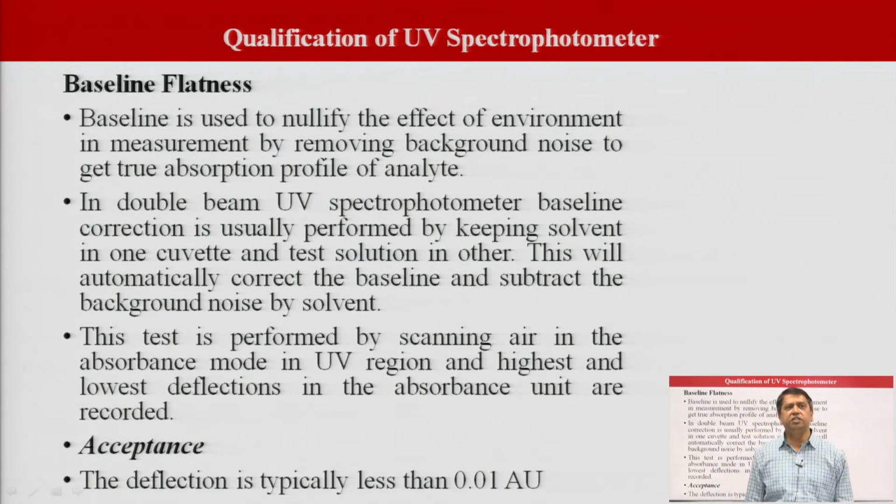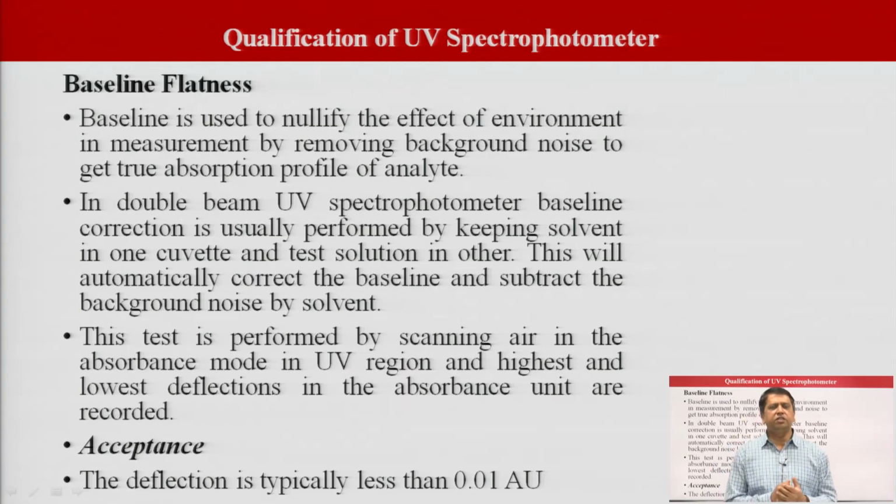The next test is the baseline flatness. The baseline is used to nullify the effect of environment in measurement by removing background noise to get the true absorbance profile of the analyte. In a double beam UV spectrophotometer, baseline correction is usually performed by keeping solvent in one cuvette and test solution in another. This will automatically correct the baseline and subtract the background noise by solvent.